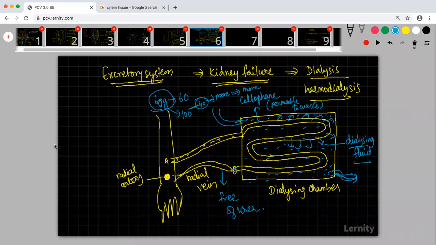How will they clean the dialyzing machine for the next person to dialyze? They will change the chambers and all. I mean, I'm not sure about that. Maybe you can search it on the internet.